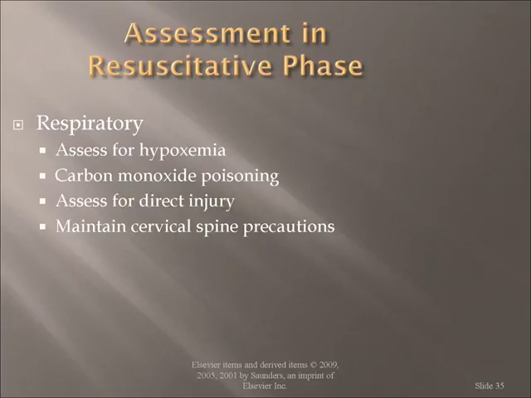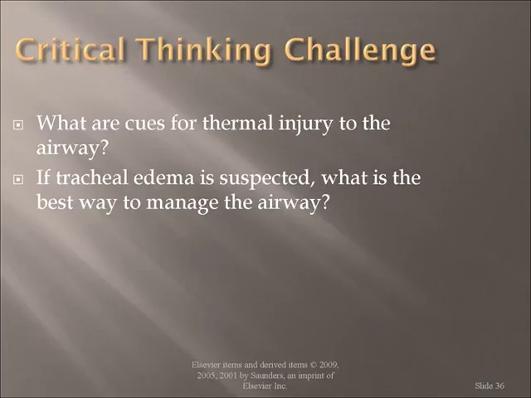So, the assessments in the resuscitative phase. Looking at the respiratory system, you always want to assess airway, breathing, circulation. So airway first. Assess for hypoxemia. You want to look for possible carbon monoxide poisoning. Assess for direct burn injury to the lung or the airway. And then make sure that you are maintaining cervical spine precautions because that affects respiratory. So a critical thinking question: what are the cues for thermal injury to the airway? And if tracheal edema is suspected, what is the best way to manage the airway?